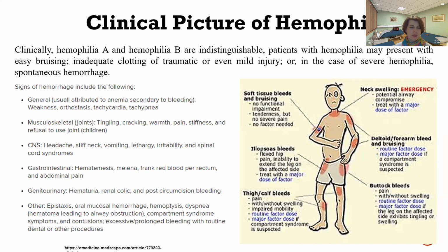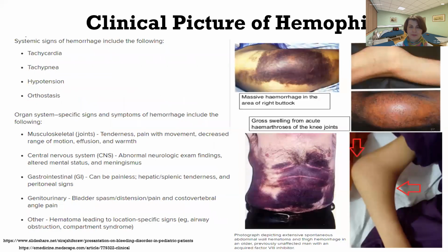Central nervous system symptoms include headaches, stiff neck, vomiting, lethargy, irritability, and spinal cord syndromes. Gastrointestinal symptoms of bleeding include hematemesis, melena, frank red blood per rectum, and abdominal pain. Hematuria, renal colic, and post-circumcision bleeding can represent the genitourinary symptoms of hemophilia. Epistaxis, oral mucosal hemorrhage, hemoptysis, dyspnea, compartment syndrome symptoms, and contusion syndromes can represent other hemorrhagic symptoms.